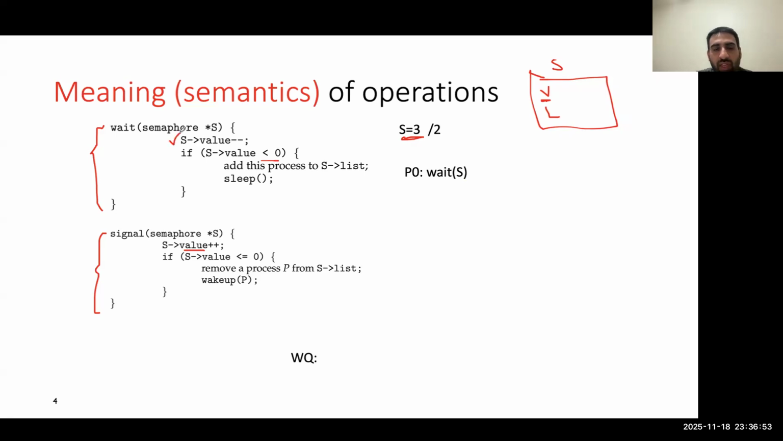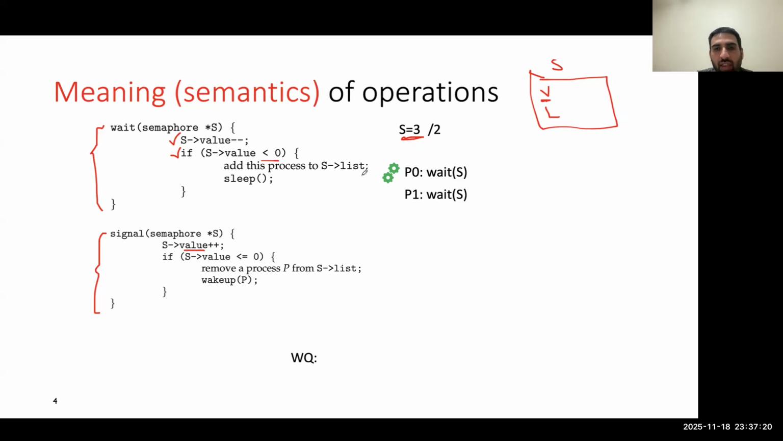So it becomes 2. The value of the integer is decremented by 1, so it becomes 2. And then after that, we check if the value is less than 0, then the calling process will be put to the list of the waiting processes. But the value is not less than 0, so P0 will not be suspended and it will continue to run, right? If it was less than 0, then it would not be able to continue its execution, right?